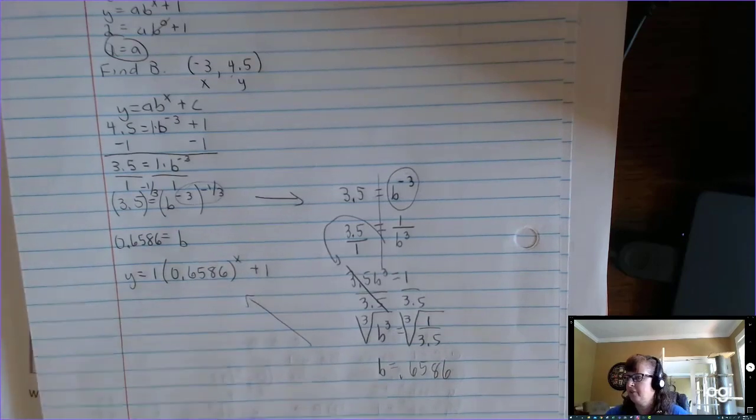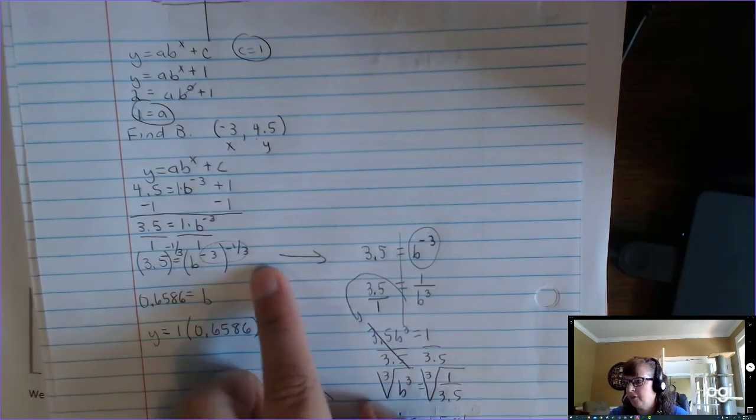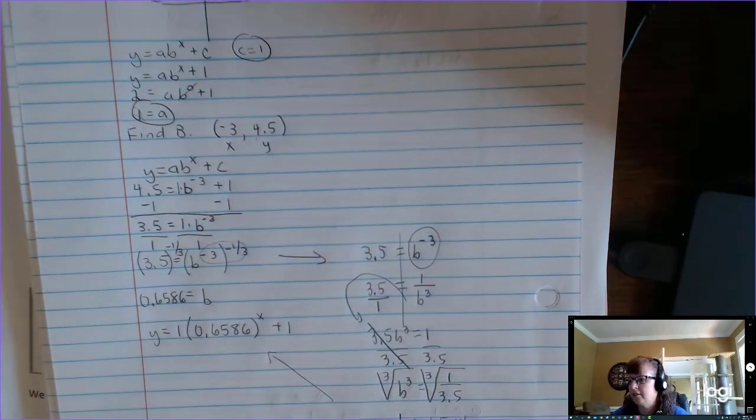So practice those. You've now got one that's decay, and so this negative exponent will appear when you have a decay. You have to figure out which method you're going to want to use to get b by itself.